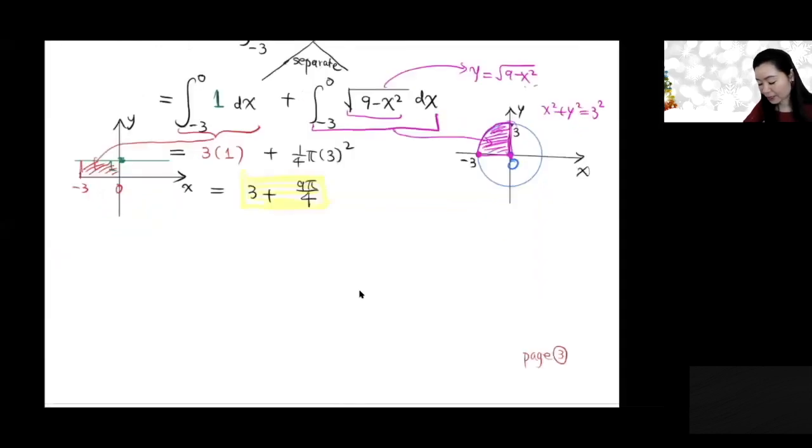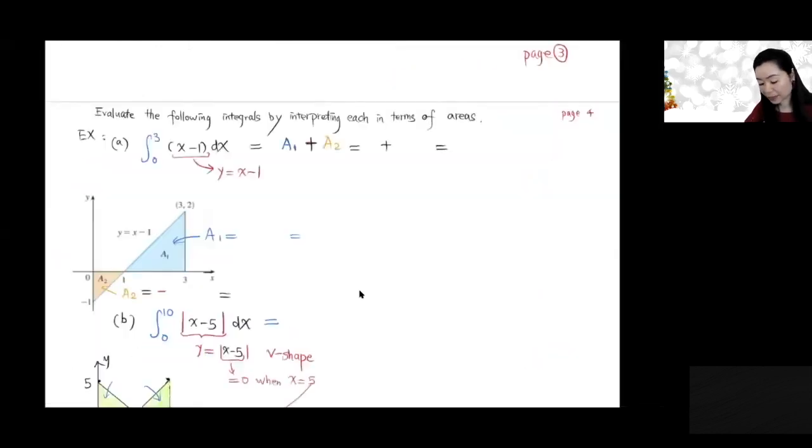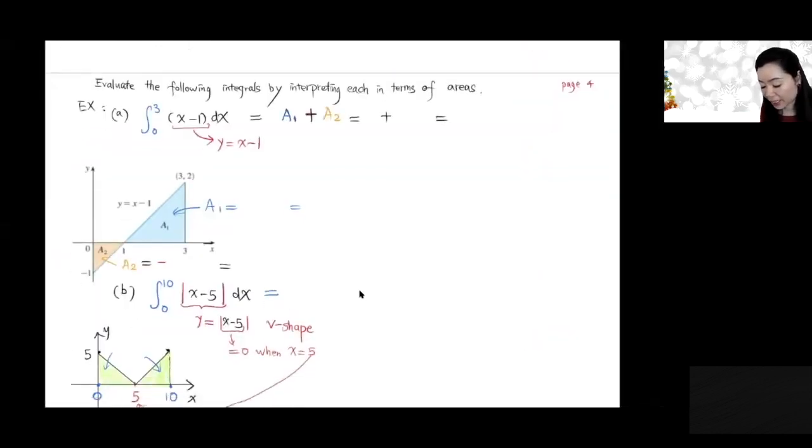Okay, the next one over here. Let's try to evaluate this integral by interpreting it in terms of area. The function here is y equals x minus 1. So this is the graph for y equals x minus 1, with y-intercept -1 and slope 1. And then x goes from 0 to 3. So 0 here, 3 here.